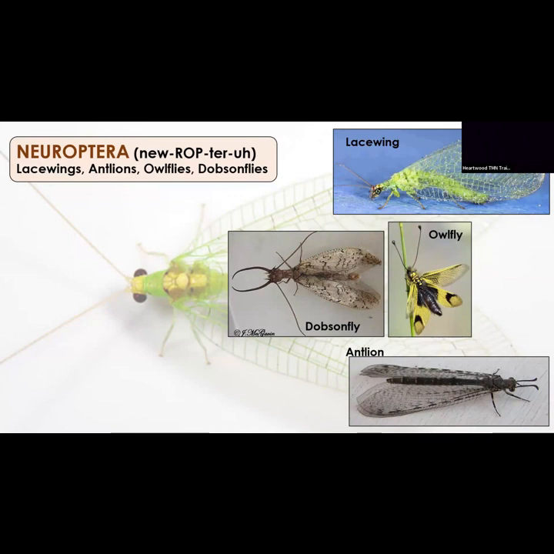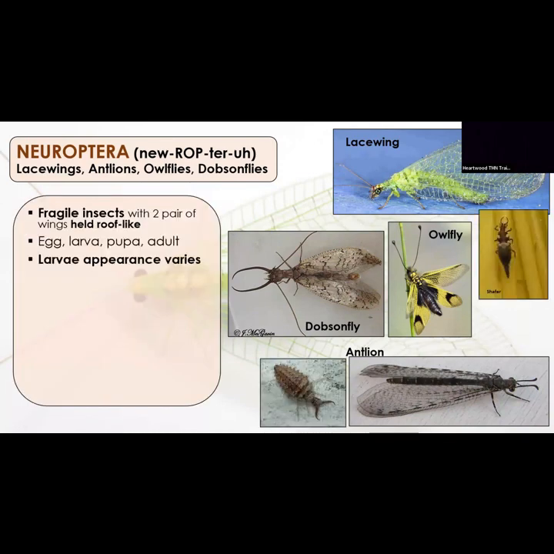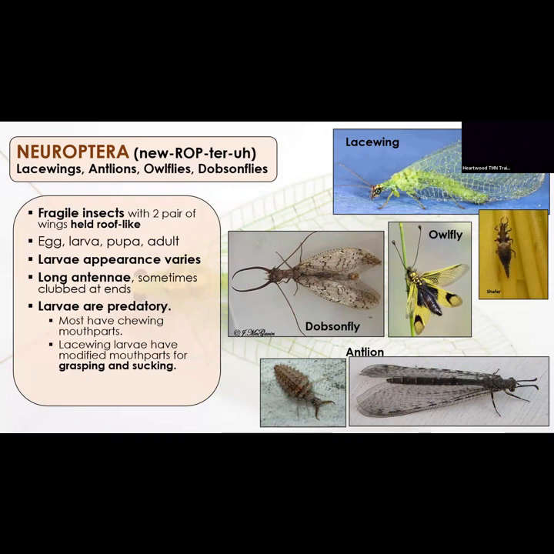So this Neuroptera order is basically a lot to do with their wings, right? They've all got these lacy, highly veined wings. So it's kind of what has grouped them together. They're fragile insects. Those wings are also held roof-like over the body. The larvae vary, but they've got oligopod larvae. So they've got mobile larvae that can get around, and they're known to have long antennae that are clubbed amongst the different groups. The larvae are predatory.